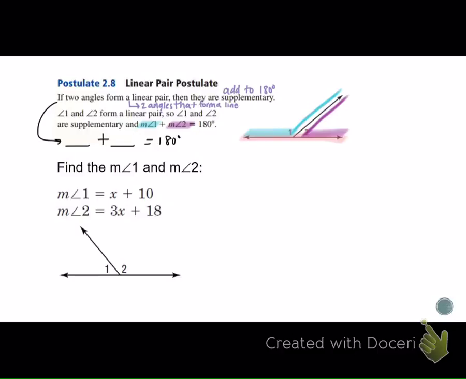So when it says find the measures of angle 1 and angle 2, in that example over there, what do you have to do with those two angles? Equals 180. They are linear pairs, so you add them together to equal 180.